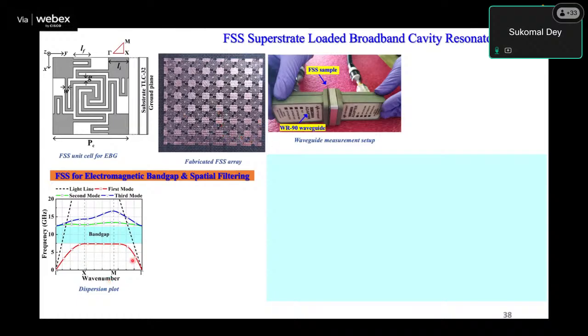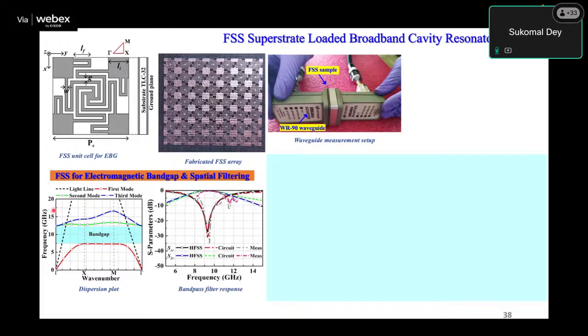So we have seen the dispersion profile where you can see its operating regime. We are using it from close to 7 to 12, whether it is getting it or not, between the first mode and the second mode with respect to the light line. If you see, you can see the band gap is like this. Then we have seen the S parameter performances with respect to S11 and S21. It is almost giving the filtering response.